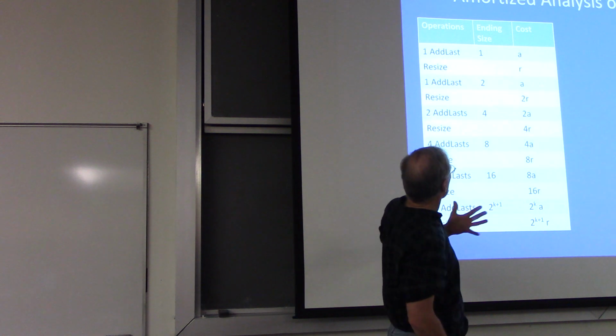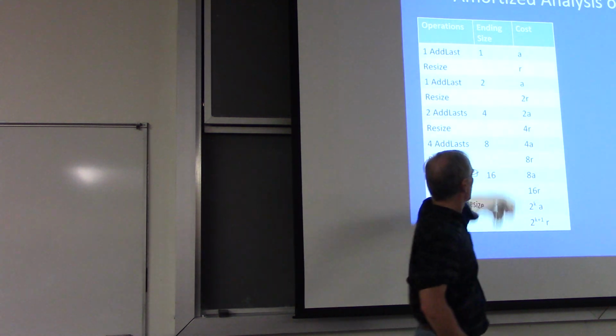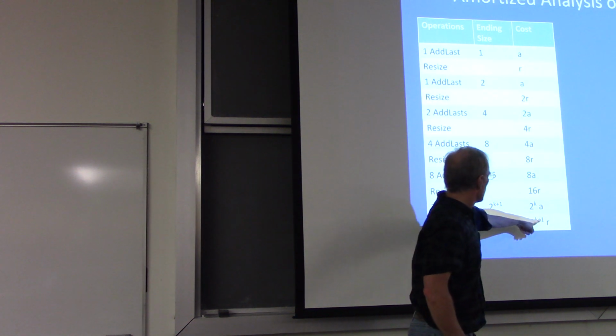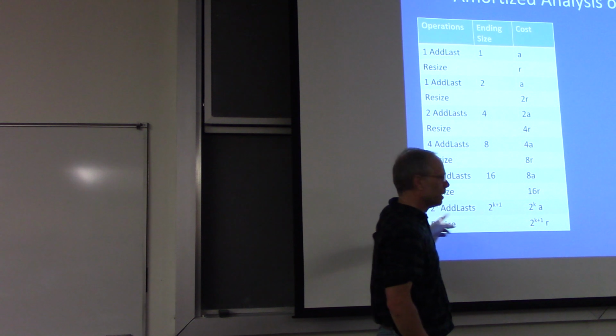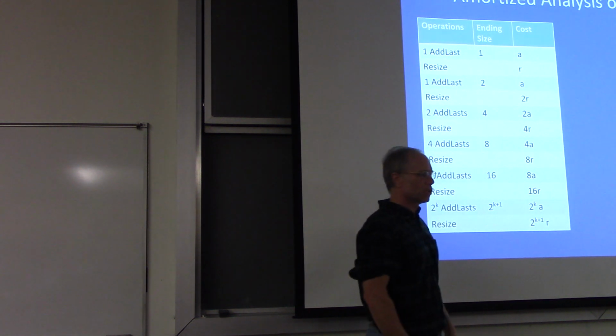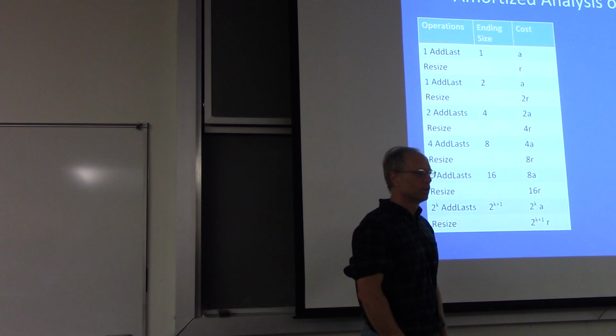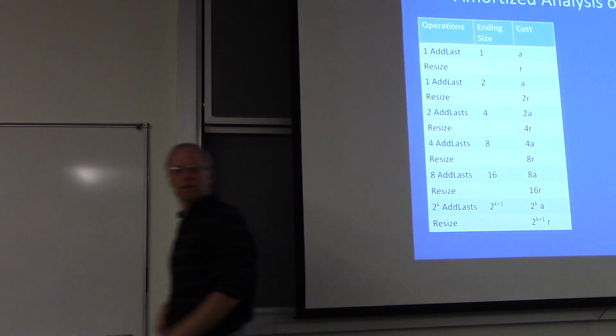What do we do? Where are the costs in this table? This column. Each row is the cost of the work we did on that row, right? This is the cost we did just for the resize. This is the cost we did for that resize. This is the cost we did for these add lasts. So what's the total cost? Just add them up. Add up all those things.